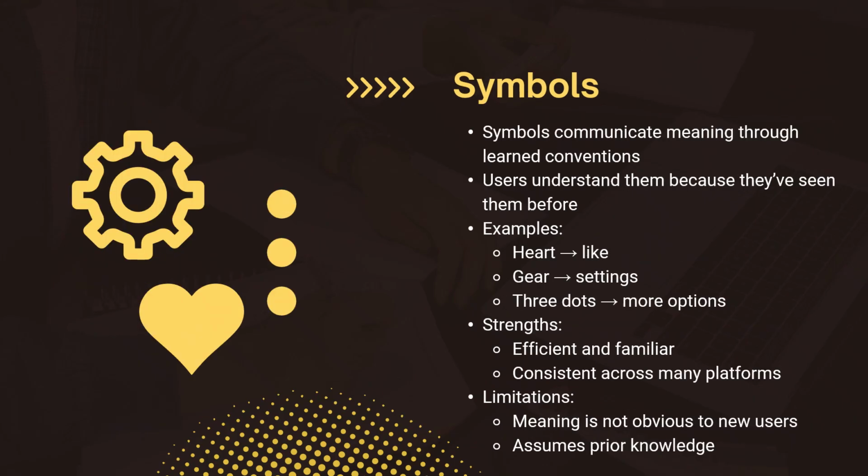Now, a symbol represents meaning through convention, not through resemblance. You only understand symbols because you've learned them. Examples of this would be a heart representing like, three vertical dots representing more information, or a gear representing settings. These symbols don't inherently explain themselves. You know what they mean because you've seen them repeatedly across apps and platforms. Symbols are powerful, but they're fragile. If a user hasn't learned the convention, then the symbol, or the signifier, fails.